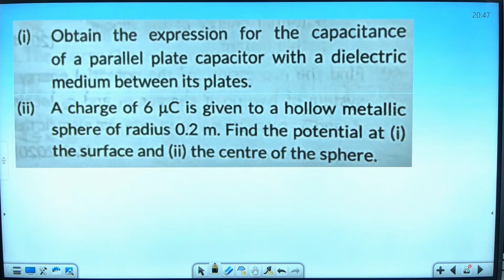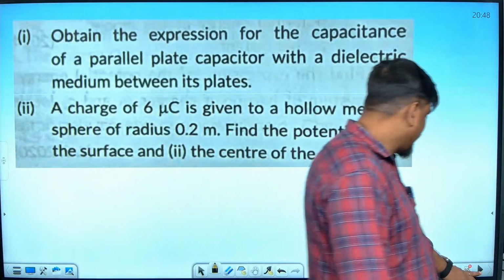This question is actually not from this topic. It is from electric potential due to a charged spherical shell. KQ by R you will do, you will get the answer. Anyhow, simple question. This you can solve, later also you can solve. Next we will go.